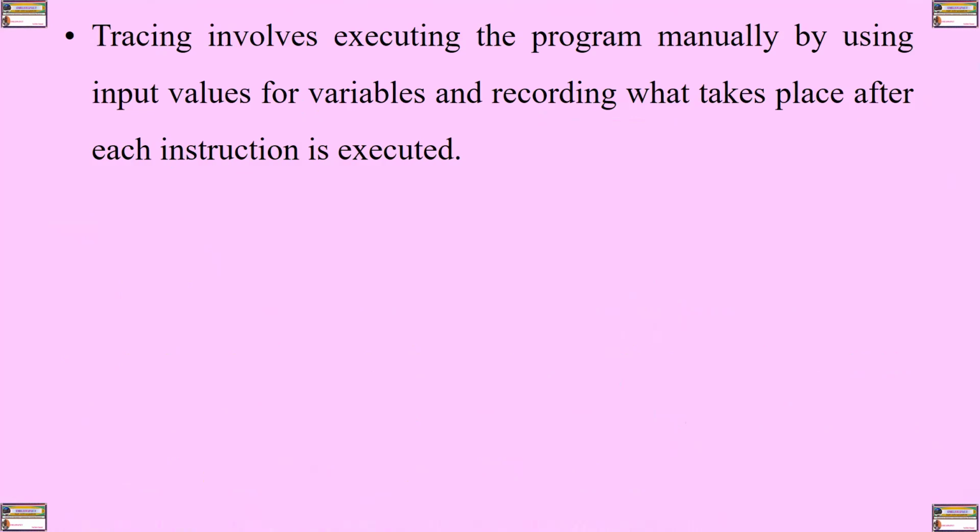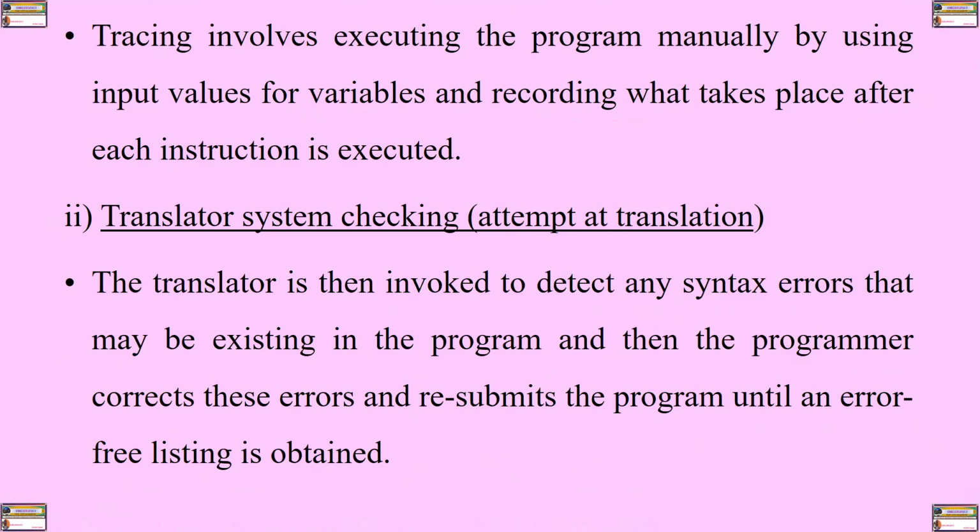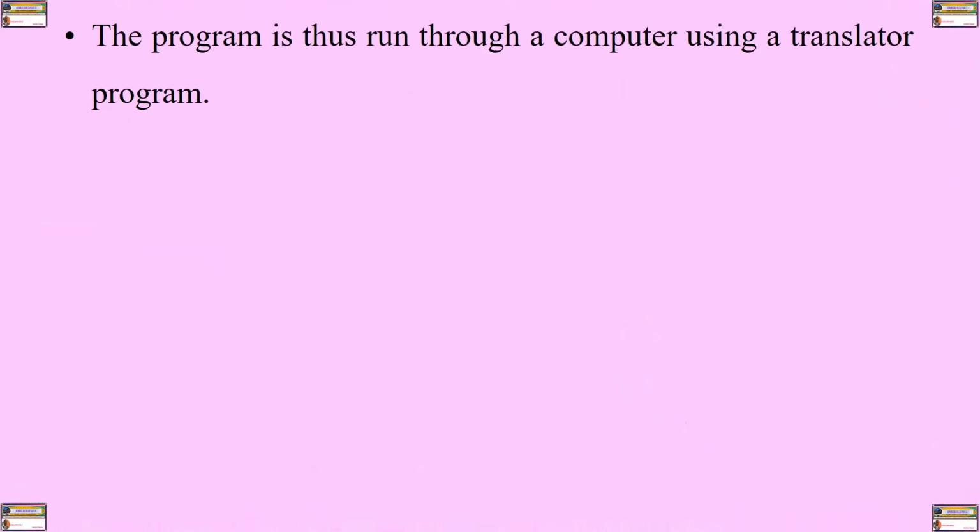Tracing involves executing the program manually using input values for variables and recording what takes place after each instruction is executed. Number two is translator system checking, or what we call attempt at translation. The translator is invoked to detect any syntax errors that may exist in the program, and then the programmer corrects these errors and resubmits the program until an error-free listing is obtained. The program is thus run through a computer using a translator program.